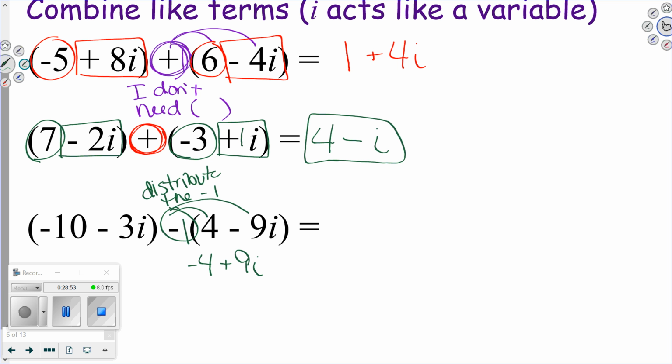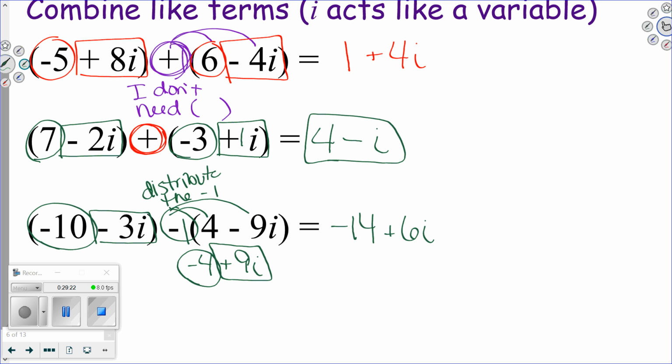All right, the question always comes up, well, how do I know to go that way, and what about this one? Does this one get distributed too? Think about how you read. We read from left to right. Looking from left to right, there's nothing in front of this one, so this one's not going to change. So I have negative 10 minus 4, negative 14, and then negative 3i plus 9i. Good, positive 6i. But if you did not distribute that negative, you're not going to get the right answer. You have to distribute the negative throughout there.